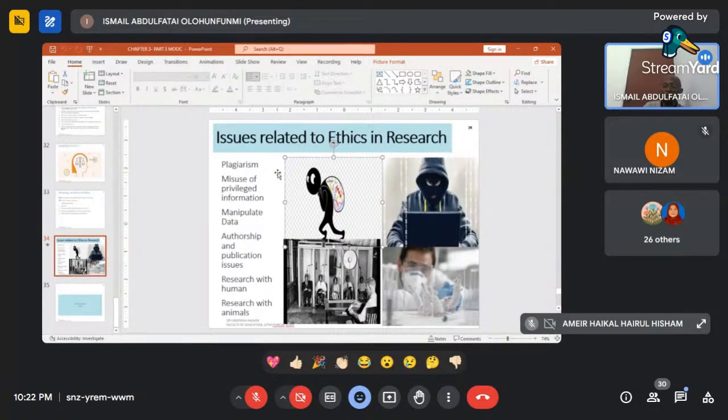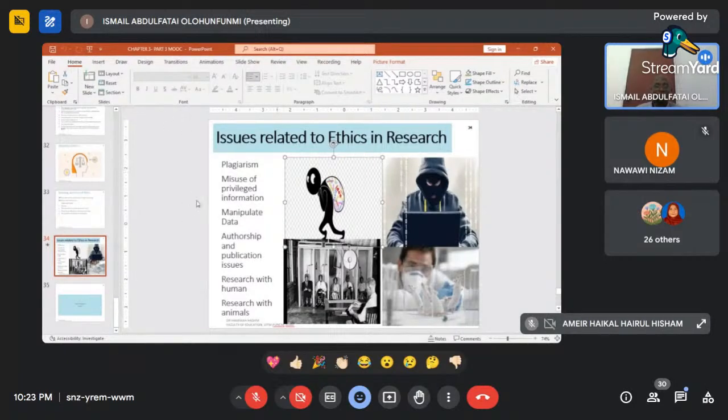Misuse of privileged information. When you have good and privileged information, you now misuse it. And the one I told you about, confidentiality: you misuse it when the respondent, the participant, gives you particular information and you now post that information on social media. People are now playing with that information. So that's the issue of misuse of information.